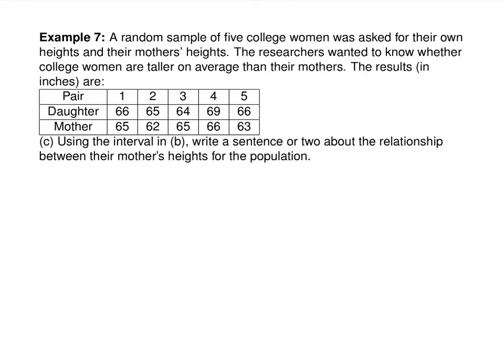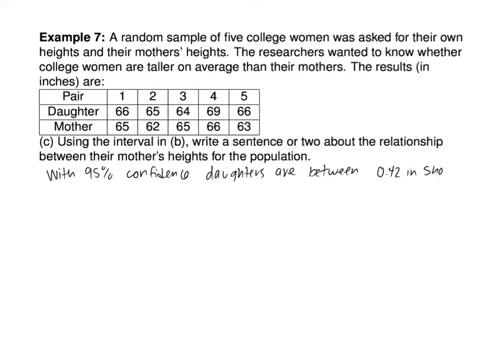Okay, so using the interval in B, write a sentence or two about the relationship between the heights of mothers and daughters. So with 95% confidence, daughters are between, instead of saying negative 0.42, that negative means 0.42 inches shorter, to 4.02 inches taller than their mothers on average. From this confidence interval, could you conclude that they're actually different? No, because it technically includes 0, right?